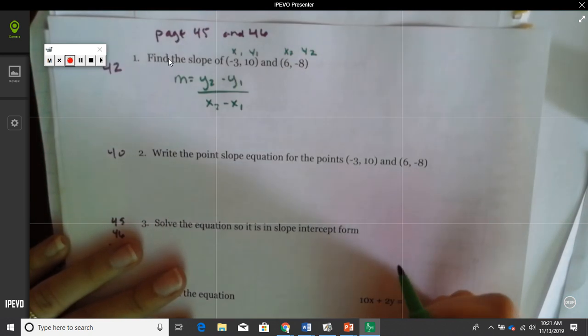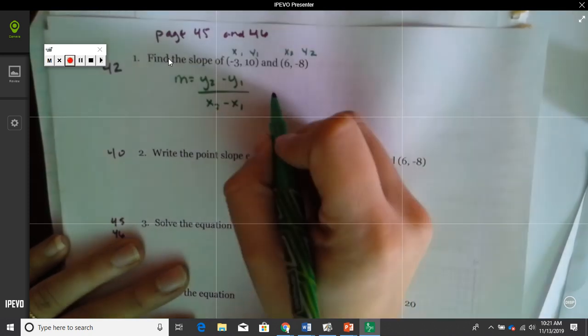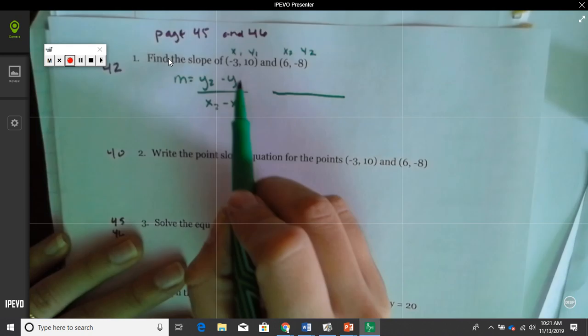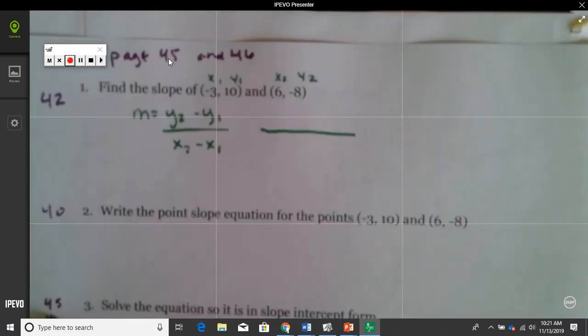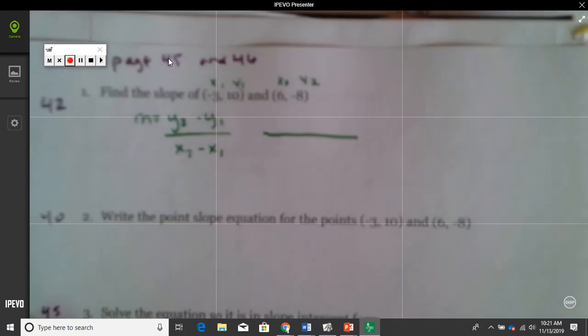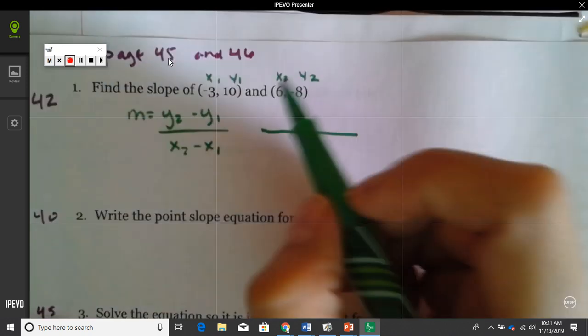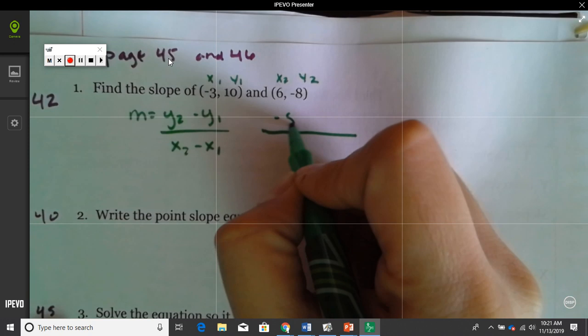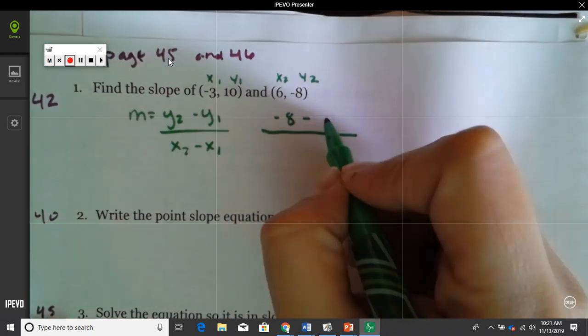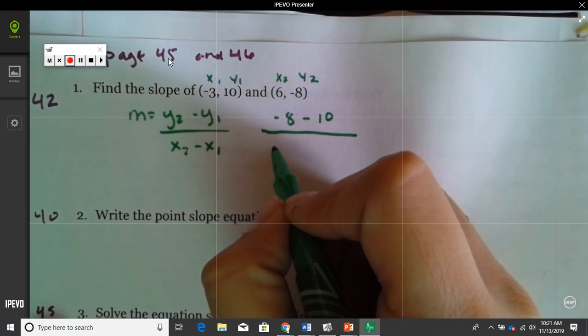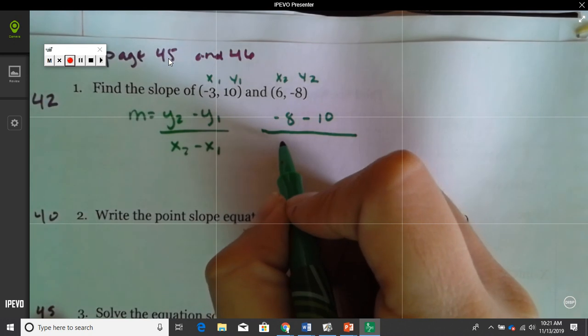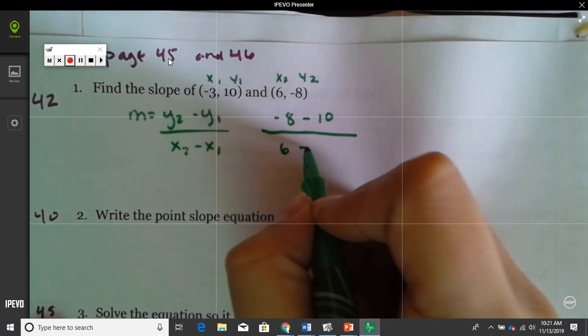Alright, yes, please. If you don't have the formula, please have it so you can refer to it if you need help during your project. So then y2. Linda, what's y2? Which number is y2? Negative 8. Yes. Minus y1, Ahad, is y1. Thank you. Over x2, Xochitl. 6 minus x1.